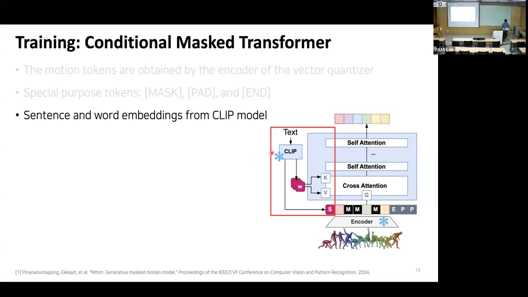So they extract sentence-level text features from the pre-trained CLIP model and encapsulate them as a token in the first place of the motion token sequences. And it also gets the word-level embeddings from the CLIP model and uses them as keys and values in the cross-attention layers of the transformer.